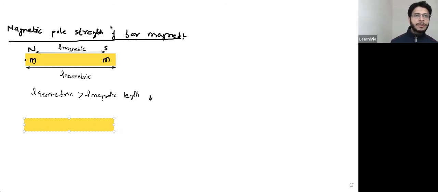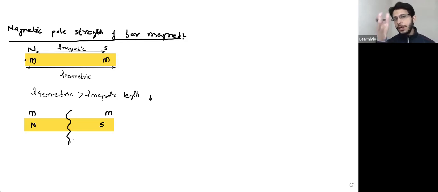If I cut this magnet, this is the north pole and this is the south pole, each with pole strength M. If I cut this magnet in this way, then pole strength will not change. If you cut a magnet perpendicular to its length, and the area of cross section is not changing, the magnetic pole strength will not change.